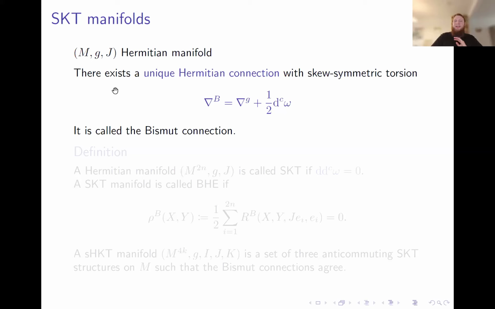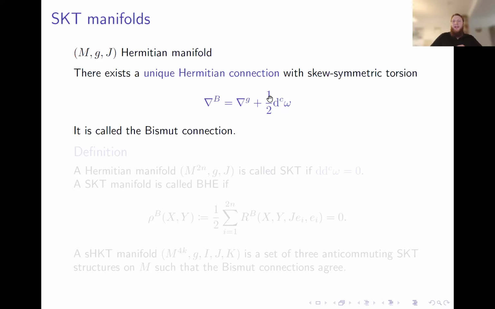It turns out that in this case, you always have a unique Hermitian connection with skew-symmetric torsion. And you can just write down the torsion, and it's 1/2 the twisted differential of the fundamental form of your Hermitian manifold. This was done originally by Bismut, and in the physics world, it was simultaneously developed by Strominger, so some people call it the Strominger connection. I will stick with the usual convention in math, the Bismut connection.